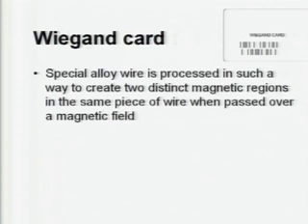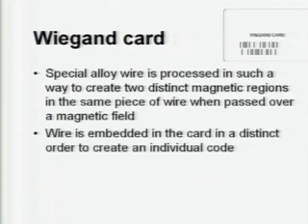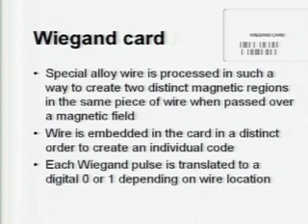The Wiegand card. Now, this is where you've got to start paying attention. Wiegand cards have a special alloy wire. And basically, it exhibits what's known as the Wiegand effect. And as you see, the wire is embedded in the card in a distinct pattern. In fact, two rows. We have a row of ones and we have a row of zeros on the bottom. And that's a simple bit pattern. When you swipe it through the reader, there's a set of one readers and a set of zero readers, and it just lifts the code straight off the card.